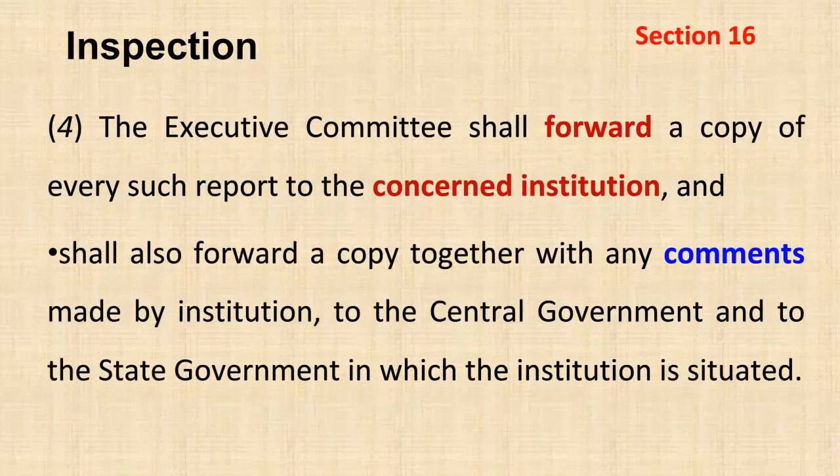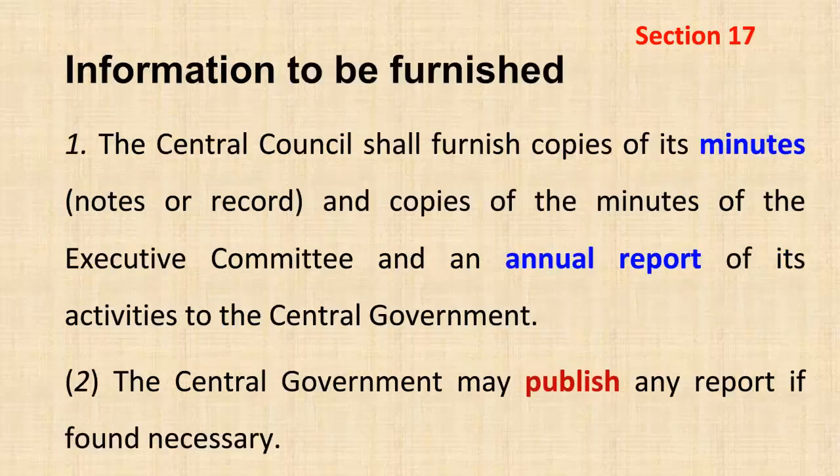The Executive Committee shall forward a copy of every such report to the concerned institution, and shall also forward a copy together with any comments made by institution, to the central government and to the state government in which the institution is situated. Information to be furnished. Section 17. The Central Council shall furnish copies of its minutes and copies of the minutes of the Executive Committee and an annual report of its activities to the central government. The central government may publish any report if found necessary.